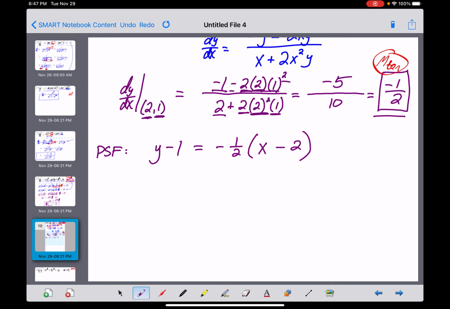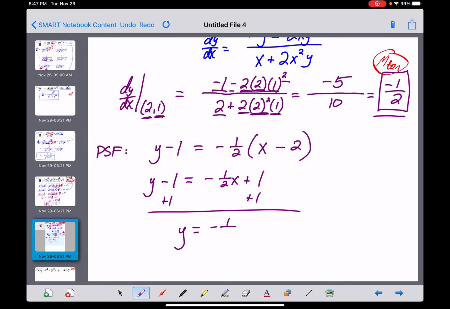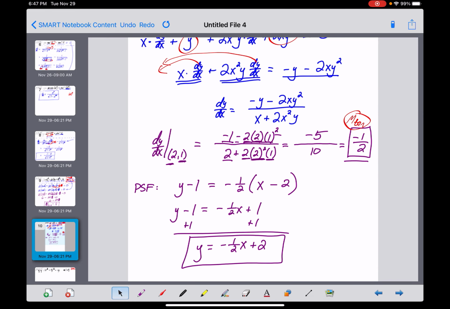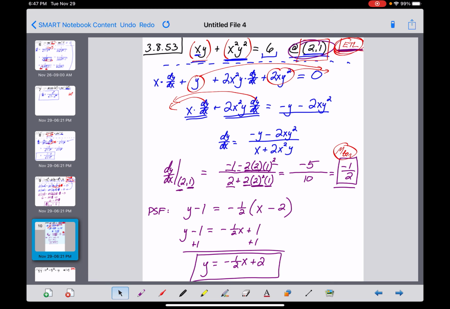And again, I don't think they actually use the terminology. They should have. They really want it in slope-intercept form. So I'm going to distribute that negative 1/2 there on the right and get a negative 1/2 x and then a plus 1. And then we'll add 1 here, and we're going to end up with, hopefully, the right answer. y is equal to negative 1/2 x plus 2. And that is what we were looking for here in problem number 53. Okay? All right, so that is how we wrap that one up.